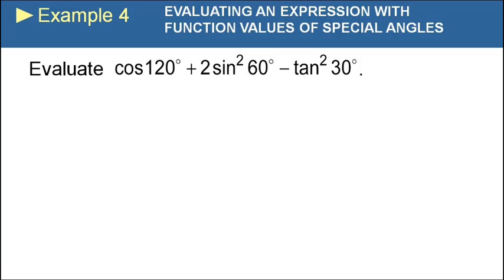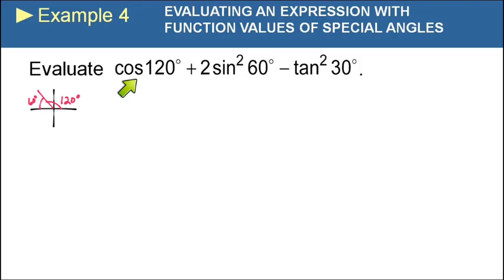Let's go ahead and try an expression that has some squared values in it. So this says cosine of 120 plus 2 sine squared of 60 minus tangent squared of 30. So first of all, I want to draw 120 because that's the only thing that's not in the first quadrant here. So 120 has a reference angle of 60.